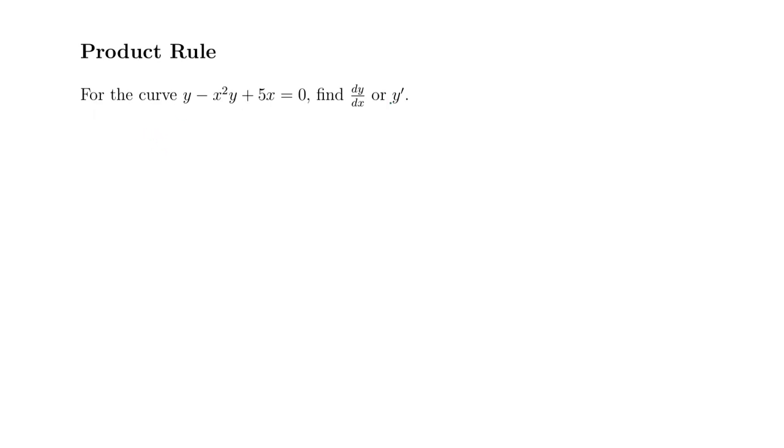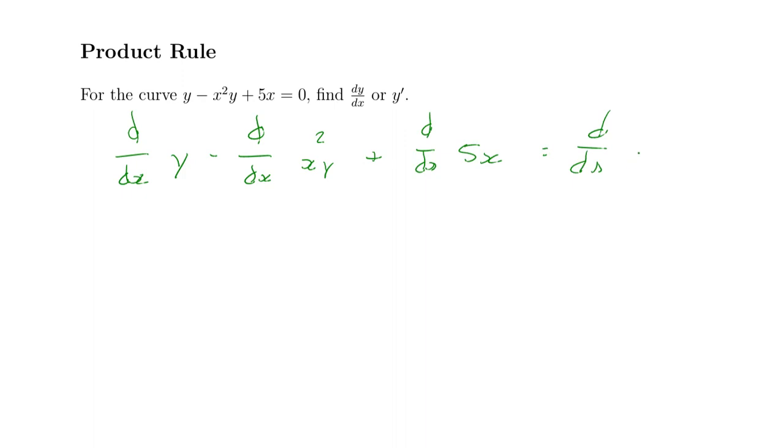For this curve, we'll go ahead and find dy over dx or y prime. So let's differentiate both sides. So I'm going to use d over dx of y minus d over dx of x squared y plus d over dx of 5x equals d over dx, oh boy, let me fix that x, of 0. Most of these, again, are going to be pretty easy to find the derivatives of. So we'll just take it step by step.